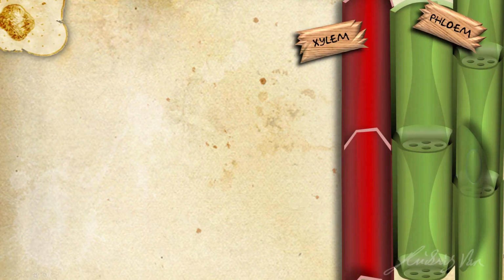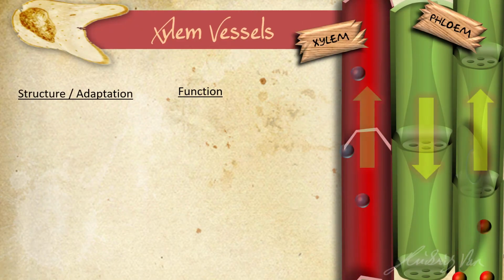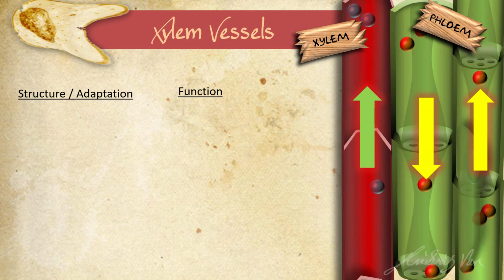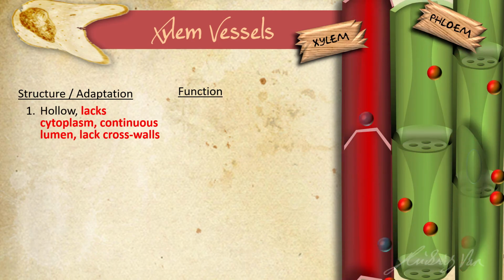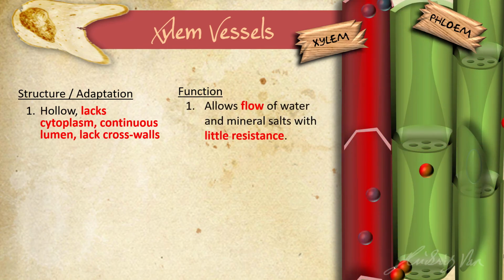Lastly, let us talk about xylem vessel. The xylem vessel is the vessel that is red in color. So xylem, they are hollow. That means they lack cytoplasm and have a continuous lumen because they lack cross walls. This will allow water and mineral salt to flow with minimum resistance, so they can be rapidly transported from the root to the leaf.